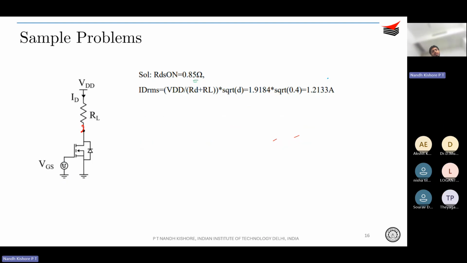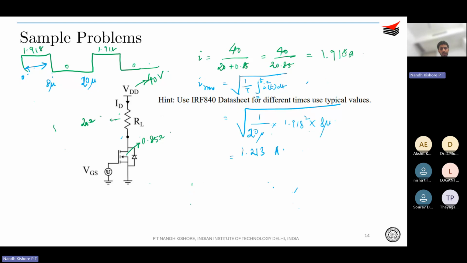We just computed the conduction loss and switching loss. When the device is on, you just find out the conduction loss, that is I squared RMS into R. You know how to find the RMS current, right? By basic definition you can find it, or as I told, IRMS can be written, if it is a square wave, as capital I into root over D. So D is 0.4 and capital I is 1.918. By that also you can calculate IRMS, and I squared RMS into R will give you your conduction loss.